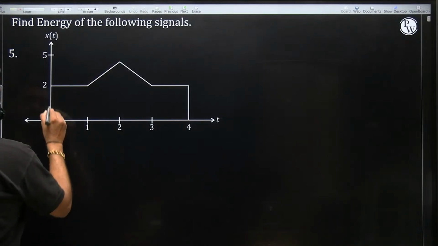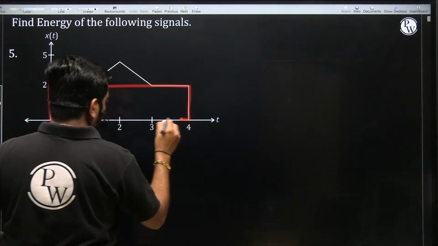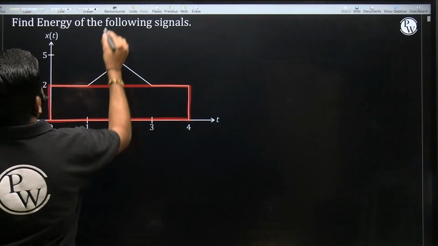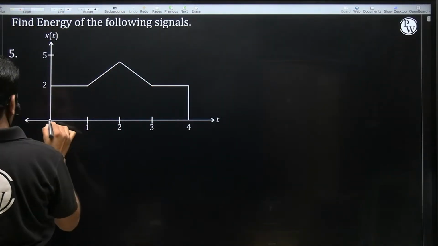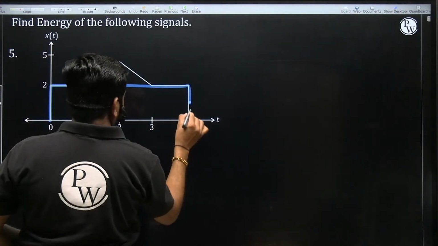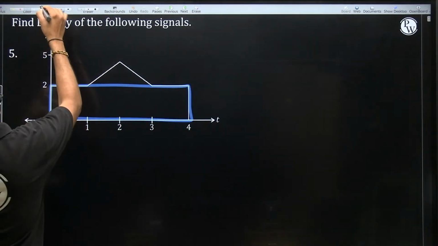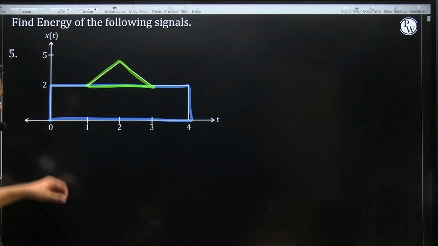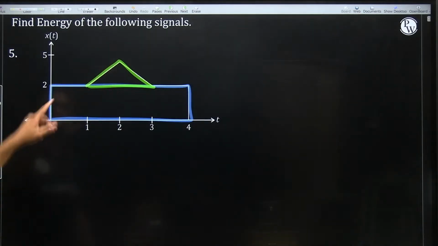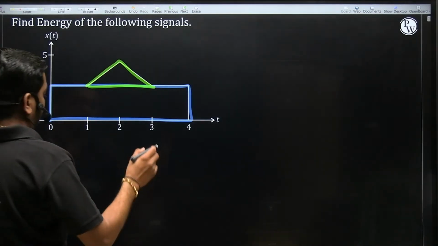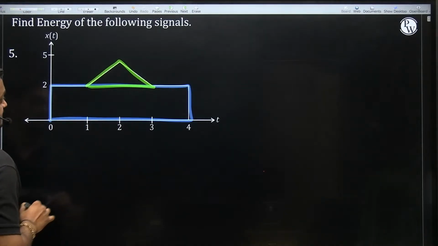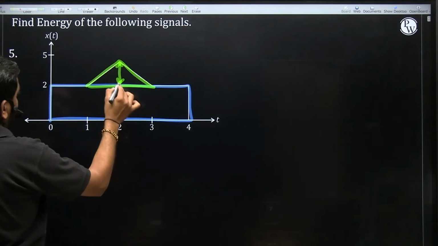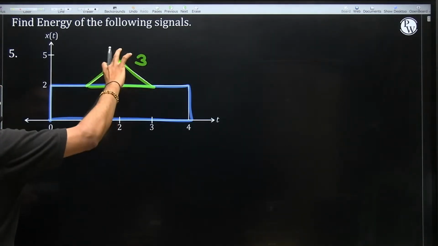Minimum number of signals. So consider this rectangle function and this triangle function, guys. Can we say the addition of this rectangle function and this triangle function becomes x of t? Rectangle function between 0 and 4 with amplitude 2, and triangle function between 1 and 3 with amplitude, what is the amplitude, guys? Peak amplitude is 3, guys.